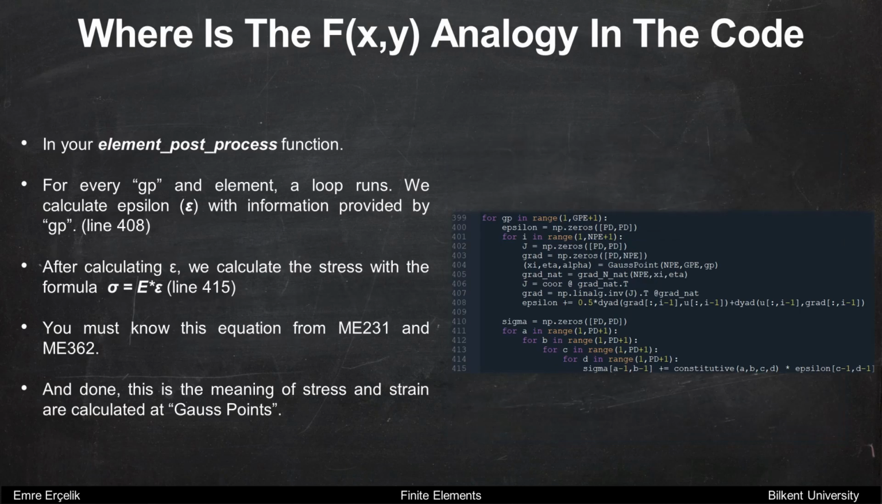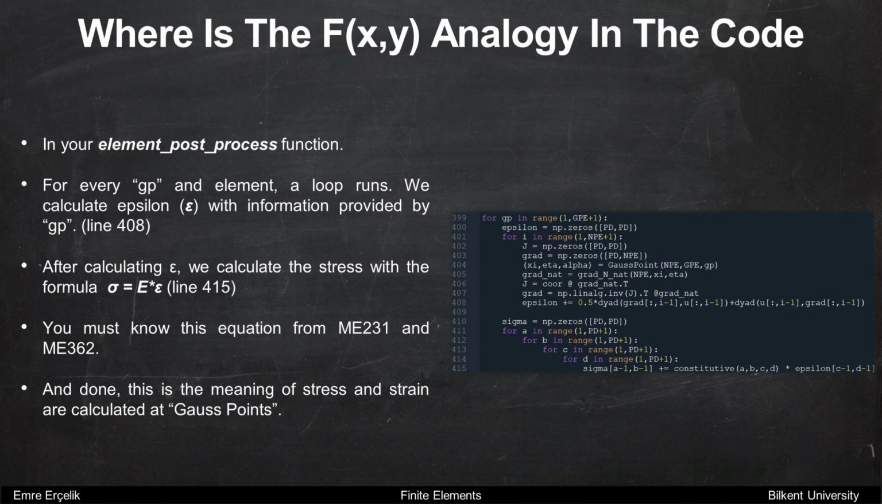So I mentioned an analogy with the Cartesian coordinate system. Where is the analogy in the code? The analogy is in your element postprocess function. For every Gauss point and element, a loop runs. We calculate epsilon, which is strain, with the information provided by the Gauss point. You can see the 408th line. We use the Gauss point to calculate strain.